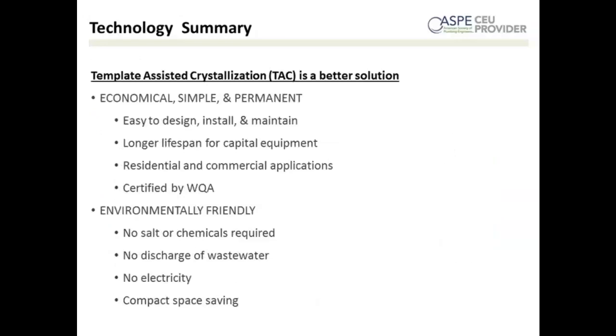Next slide. So in summary, TAC is a better solution. It basically is more economical, simple, and permanent. It's easy to design, install, and maintain, longer lifespan for capital equipment, certified by the WQA, environmentally friendly. This is a big thing with the world of sustainability before us. So next slide.